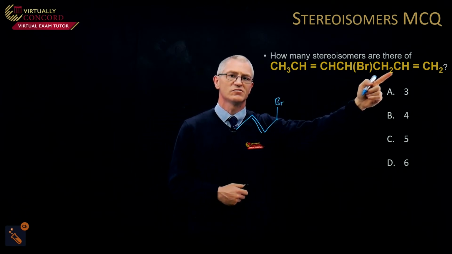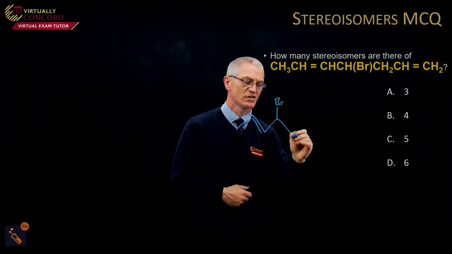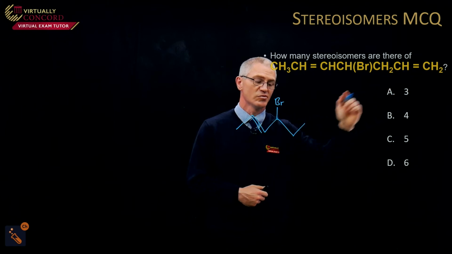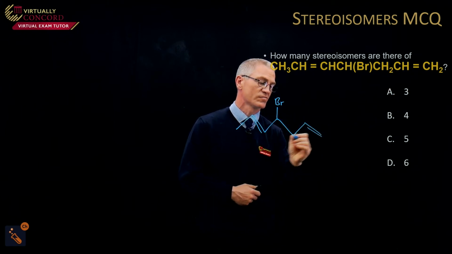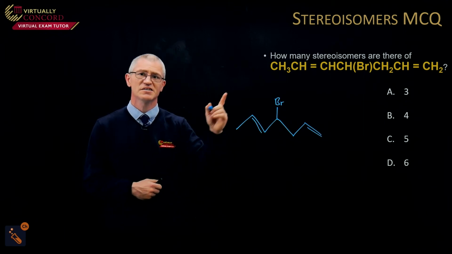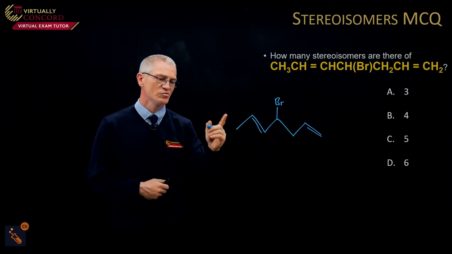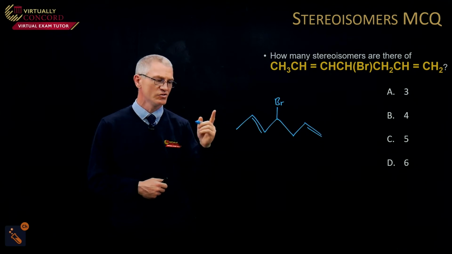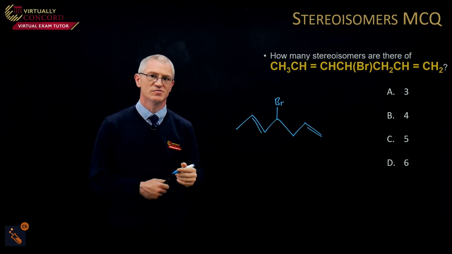We've got a CH2 to a CH. So here's a CH2, and there's my CH. And then from the CH, I've got a double bond. So there you have your molecule. So we've got our molecule, and then it says how many stereoisomers are there. So what you've got to do is look at it and go, well, where can I see stereoisomerism?